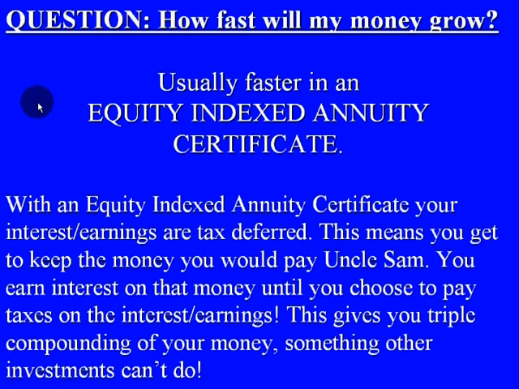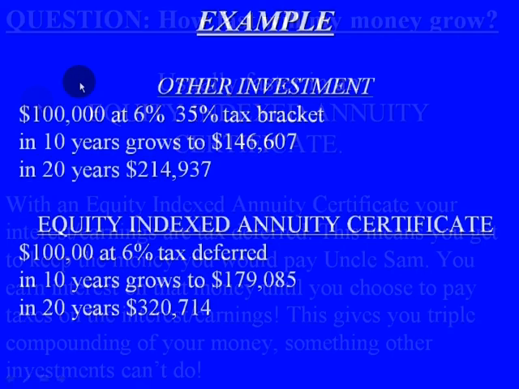One of the biggest questions we all ask is, how fast will my money grow? The fact is, it will usually grow faster in an equity indexed annuity. The reason for this is because your interest earnings are tax deferred. This means you get to keep the money you would otherwise send to the IRS.